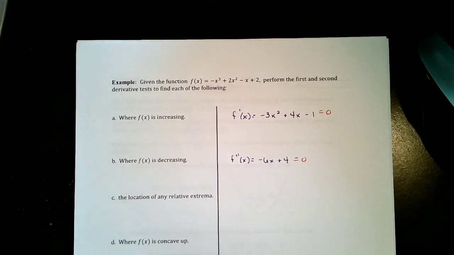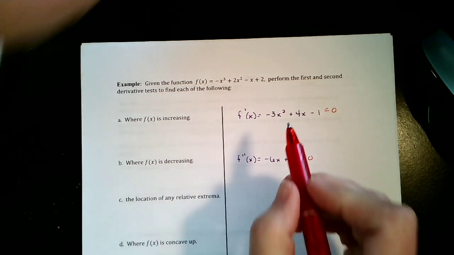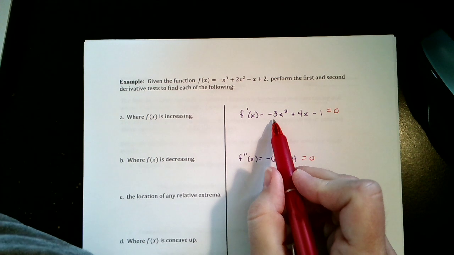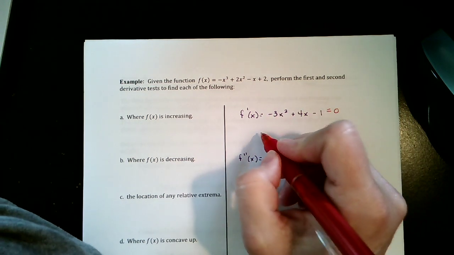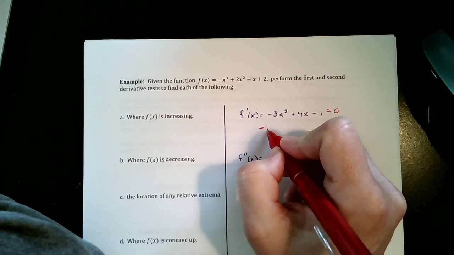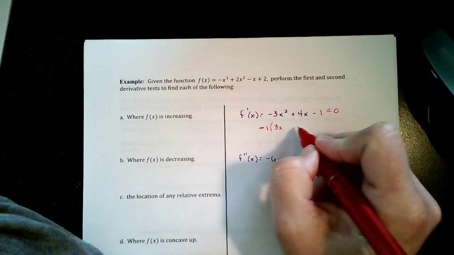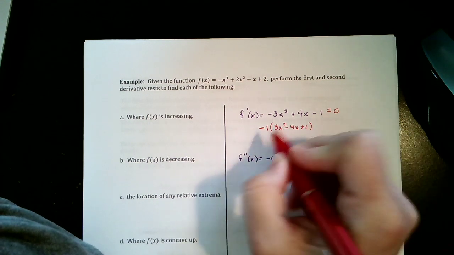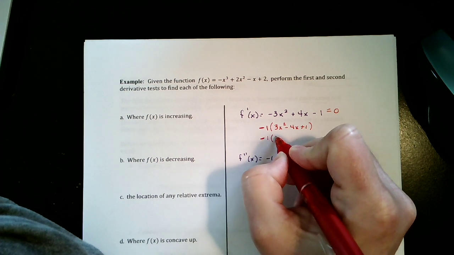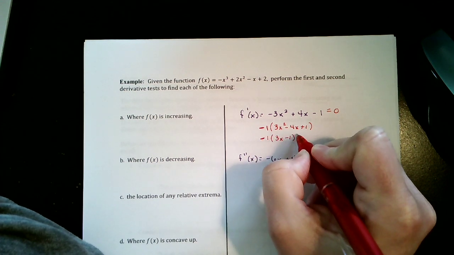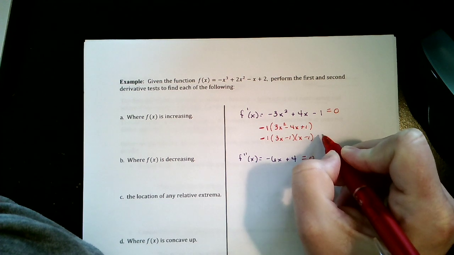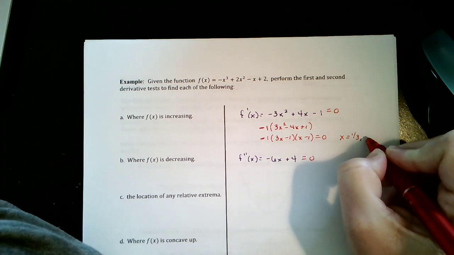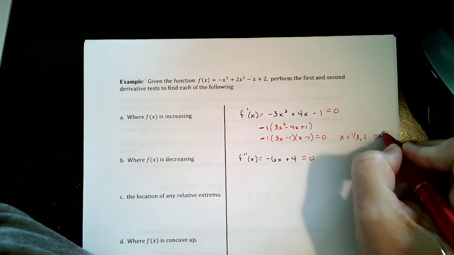Now there's a word of caution here. I don't like to factor with negatives. Some people don't mind it, but I don't like my quadratics when they lead with a negative, so I'm going to factor out a negative 1, which leaves me with 3x squared minus 4x plus 1. And then I'm going to factor this into 3x minus 1 and x minus 1. So I get x equals 1/3 and positive 1 as my critical numbers.